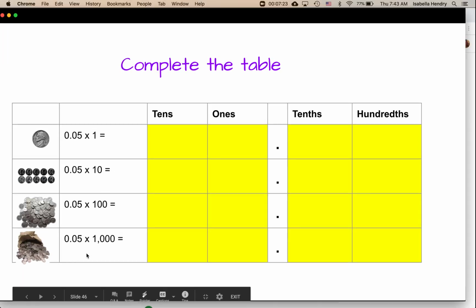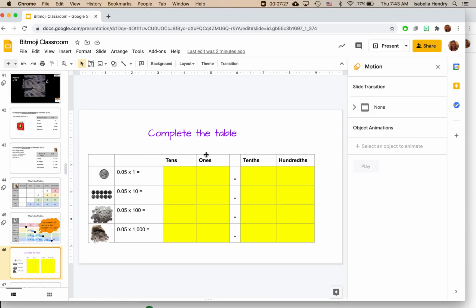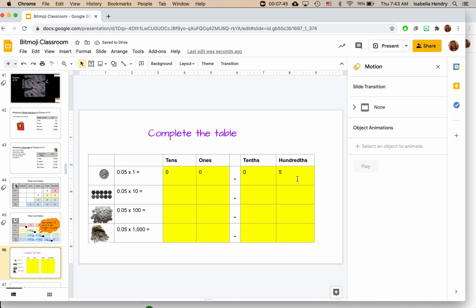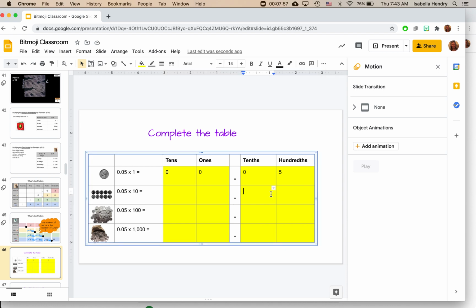So for homework, you're going to complete this table. And it's okay if you want to use a calculator to help you, just to get the hang of where the decimal point goes for this one. So we're starting with 5 cents times 1. So obviously we have 0 tens, 0 ones, 0 tenths, and 5 hundredths. Because when we multiply something by 1, it stays the same. Then when we have 5 cents times 10, I could use my picture if I want. I know that's 50 cents. Because 5 cents times 10 would be 50. So it's 5 tenths, 0 hundredths, still 0 ones, still 0 tens. So that's what you'll do on the first one.